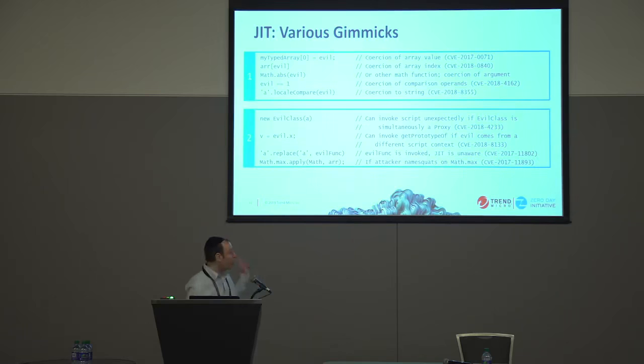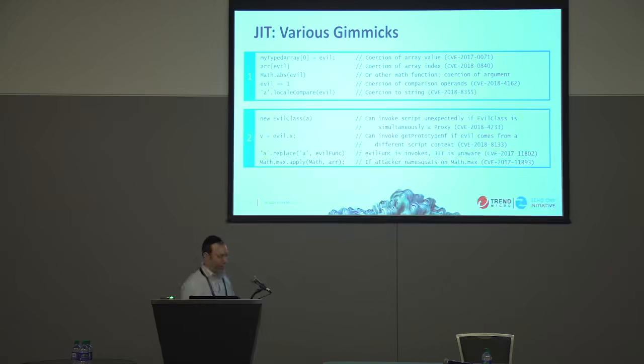As a part of new evil class(), it's creating a new object of type evil class. And the trick is that if evil class is simultaneously a proxy, then it is possible to run script within the proxy's handler method. And this is a great example of how weird JavaScript can get, where you can have a class that's simultaneously a proxy.